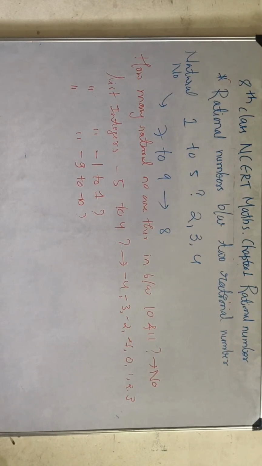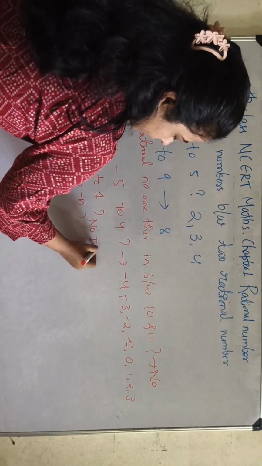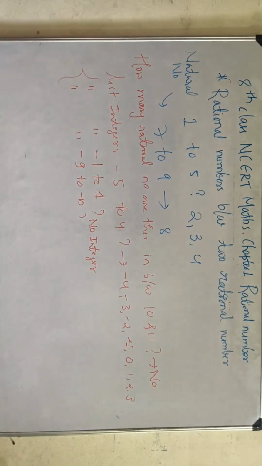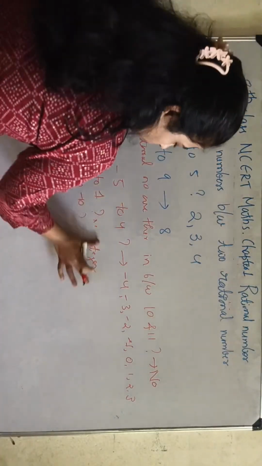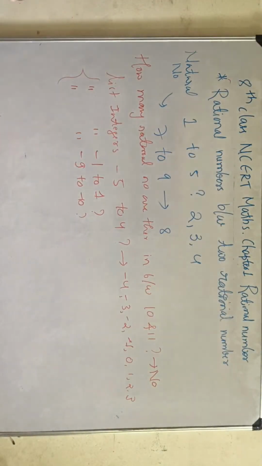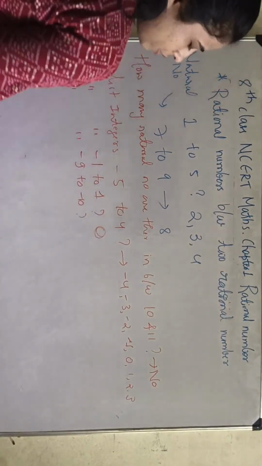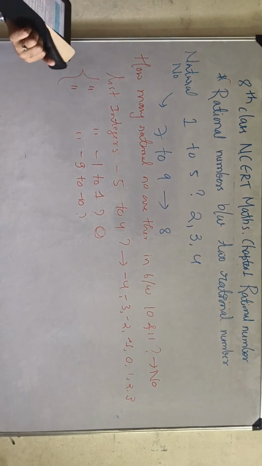Okay, here there is no integer, right? You got the point? Is it possible, from minus 1 to 1, which integer is present? 0. In between minus 1 and 1, the 0 is present. 0 belongs to the integers again.